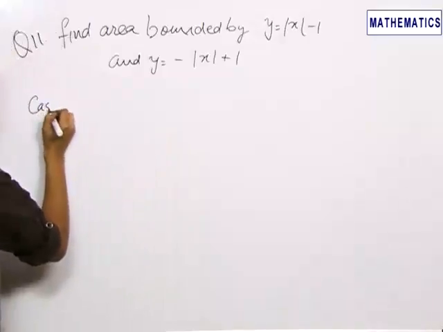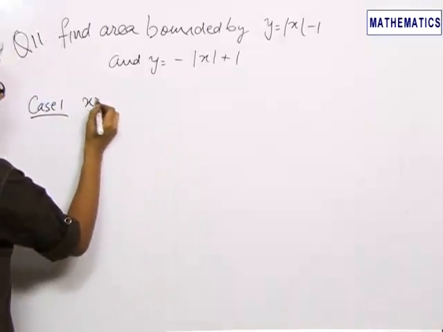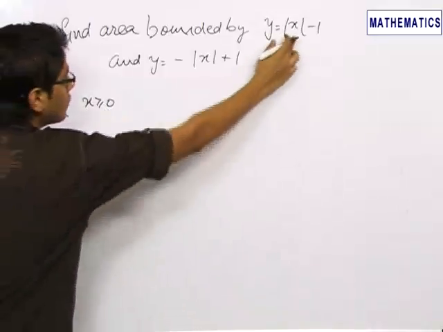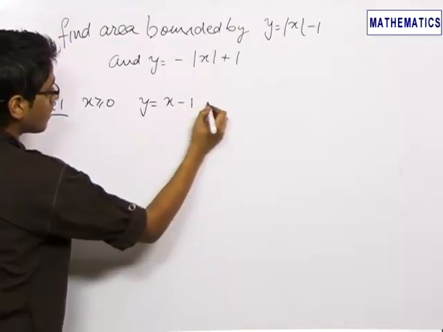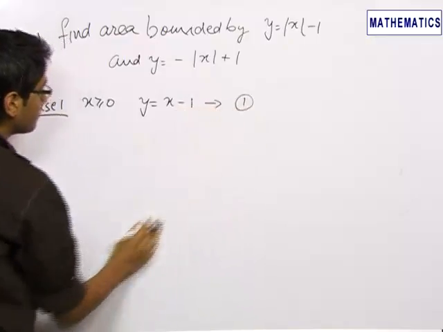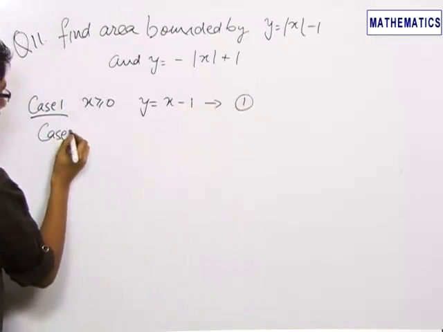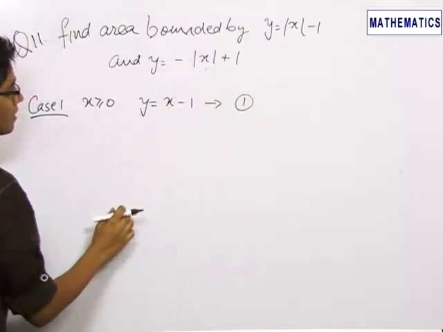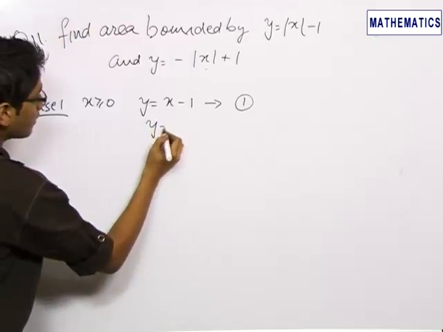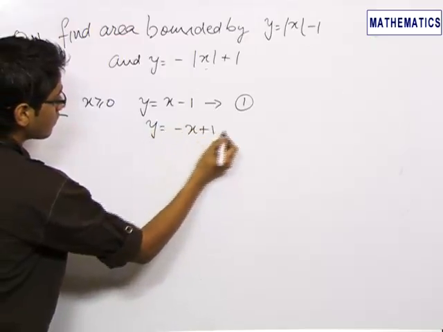We take case 1. If x is greater than or equal to 0, so this mod x will open as plus x and we get the line y equals x minus 1. First line. Similarly this mod x will open as plus x again and we'll get the second line y equals minus x plus 1.